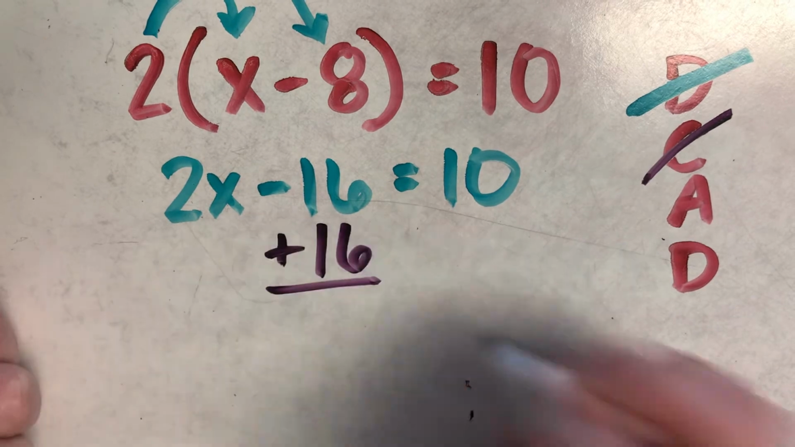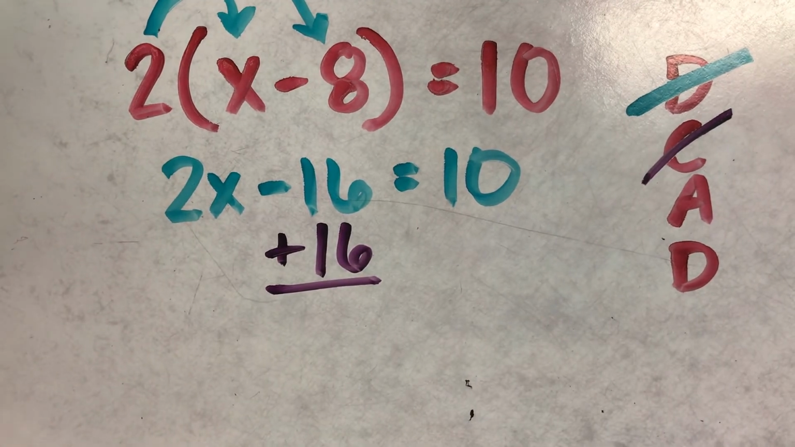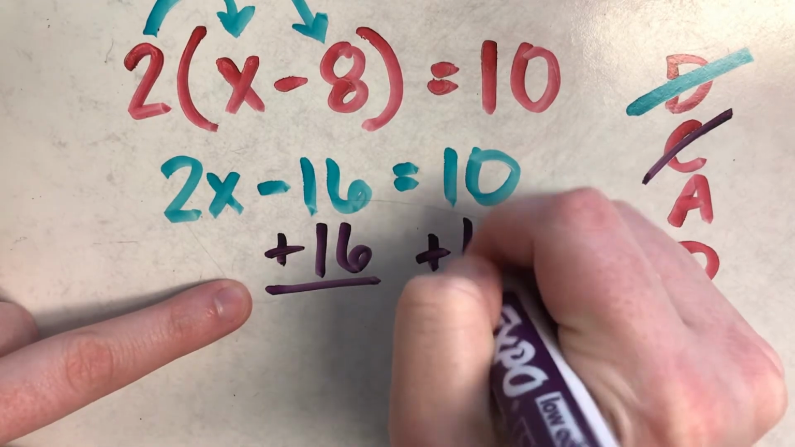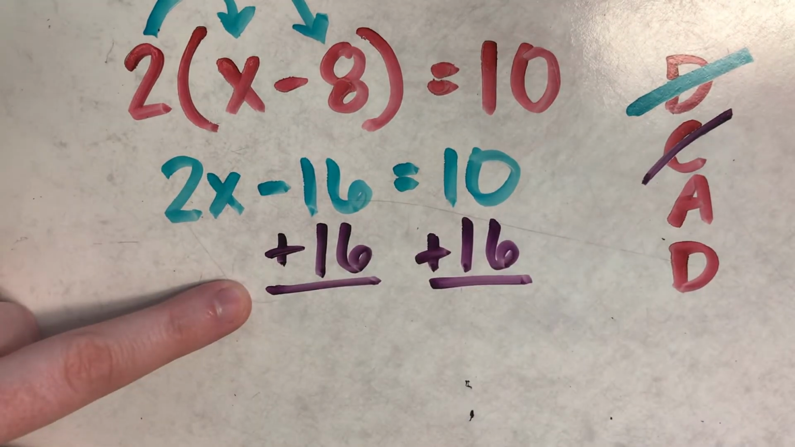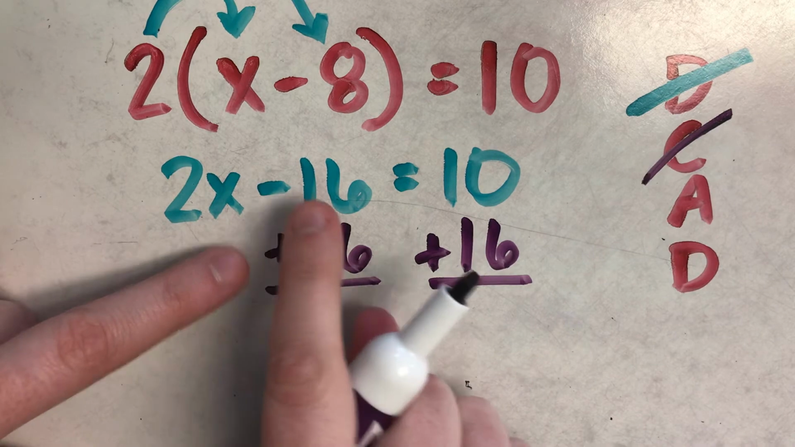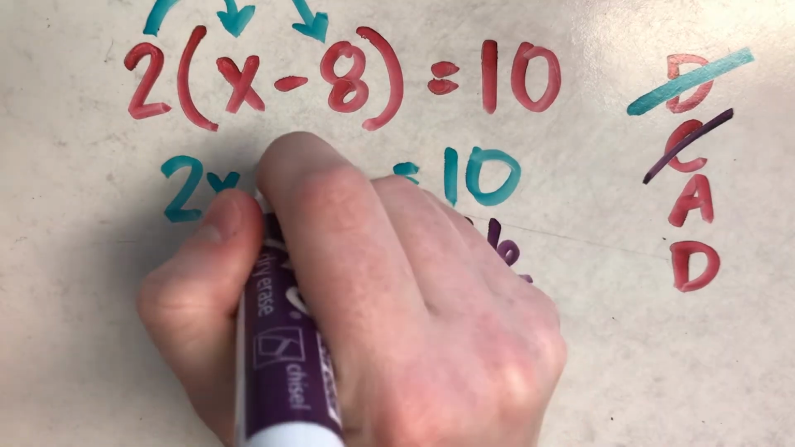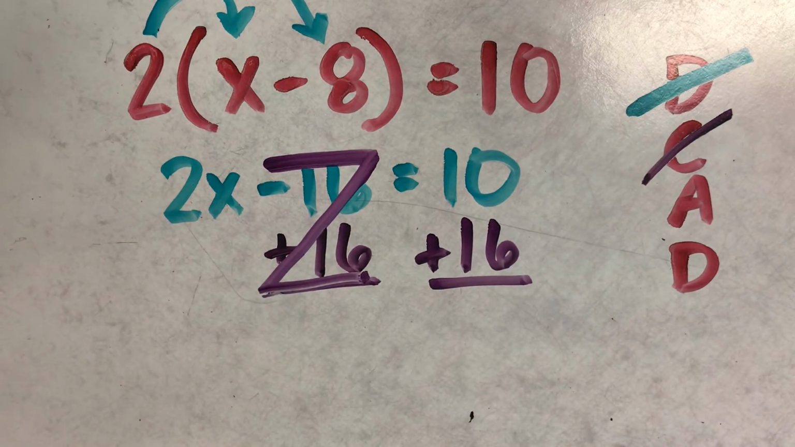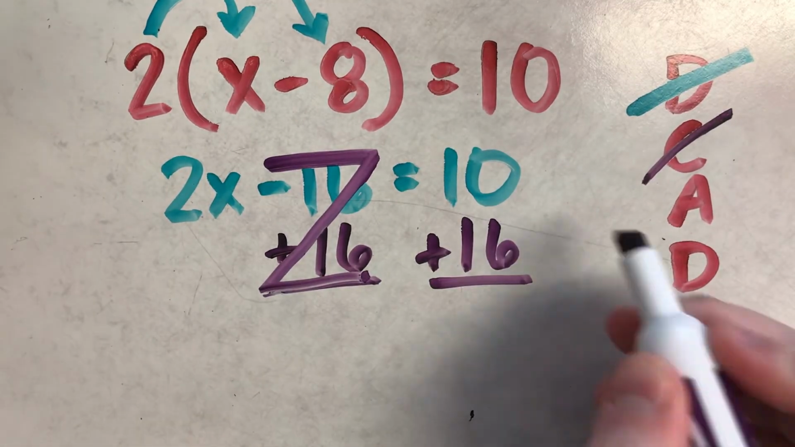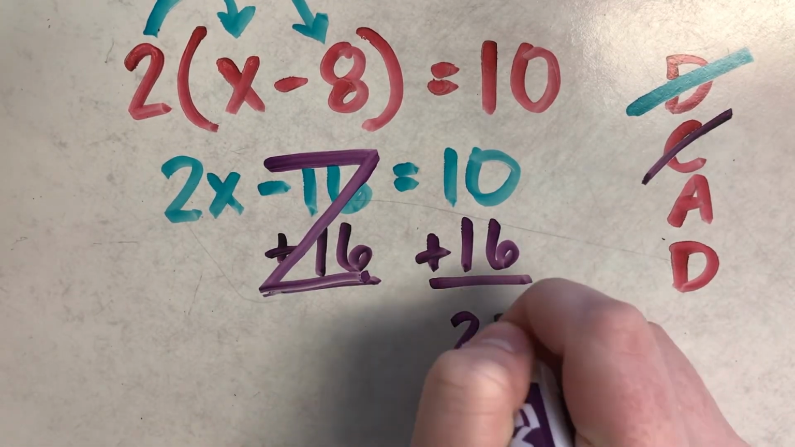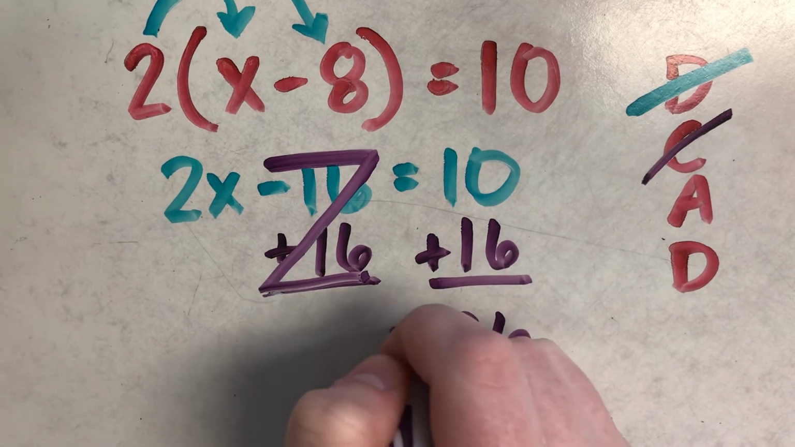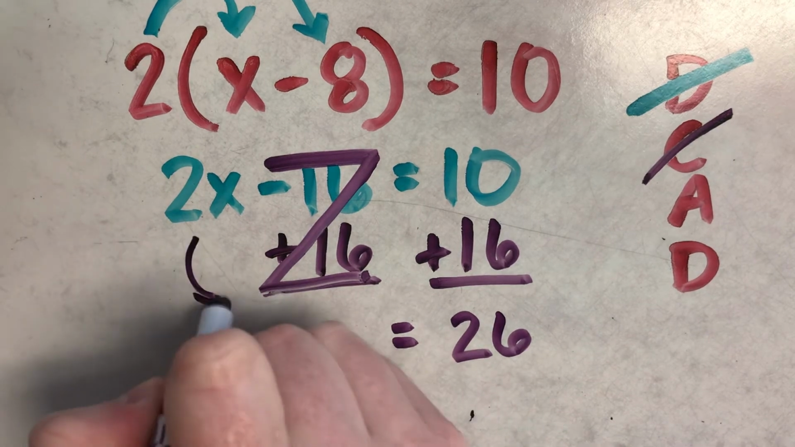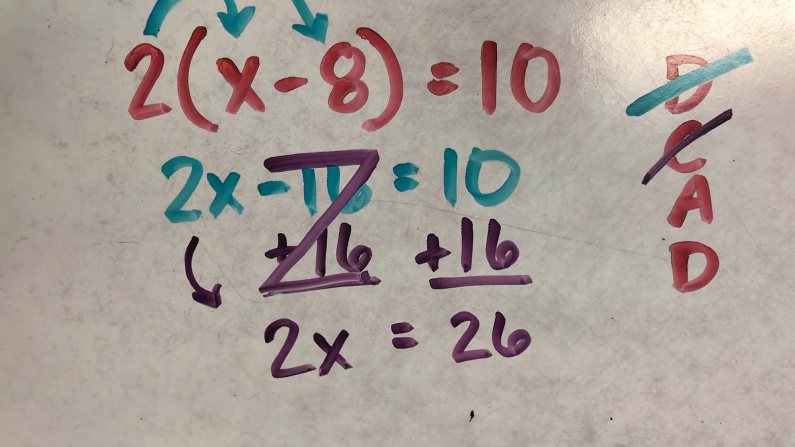And we all know, whatever I do to one side, I have to do to the other. So if I add 16 here, I add 16 here. This part here, -16 plus 16, that zeroes out. I like to just mark it out using a big Z for 0. Over here, 10 plus 16 gives me 26. And then everything else comes down. So that 0, I don't have to write the 0. My 2x comes down.